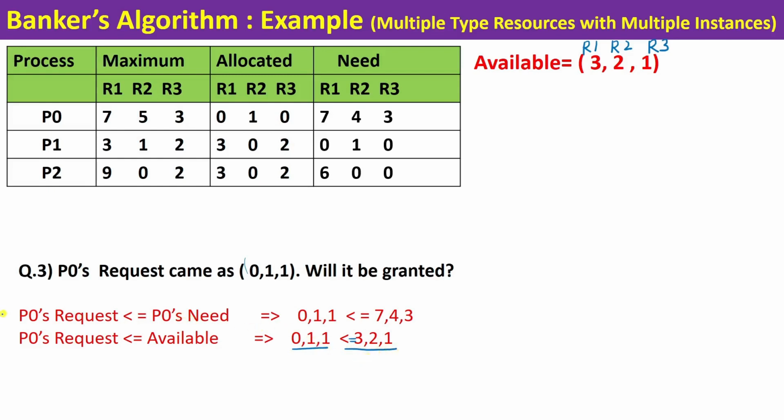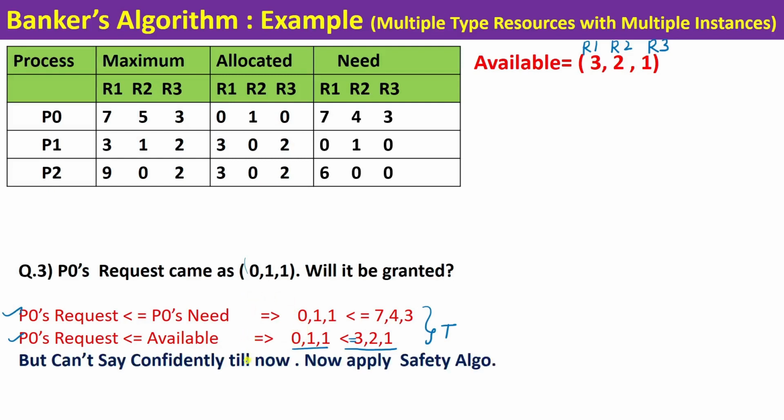So first condition and the second condition, both are true. Okay, so will it mean that we will grant the request of the P0? No, actually we cannot say confidently that we will grant the request of the P0. Why? Because after granting the request, we have to see whether our system will go into the safe state or not.